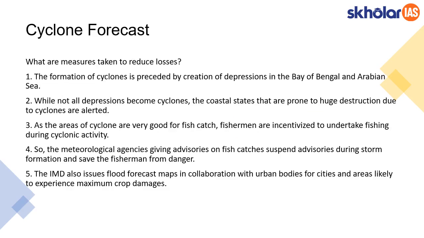Now let's try to understand the measures taken to reduce the losses from a cyclone. Normally, before cyclones form, a depression is created. Be it the Bay of Bengal or the Arabian Sea, first a depression forms. But not all depressions turn into a cyclone. Irrespective of whether the depression is turning into a cyclone or not, the coastal areas that are expected to face huge destruction from a possible cyclone are alerted first.